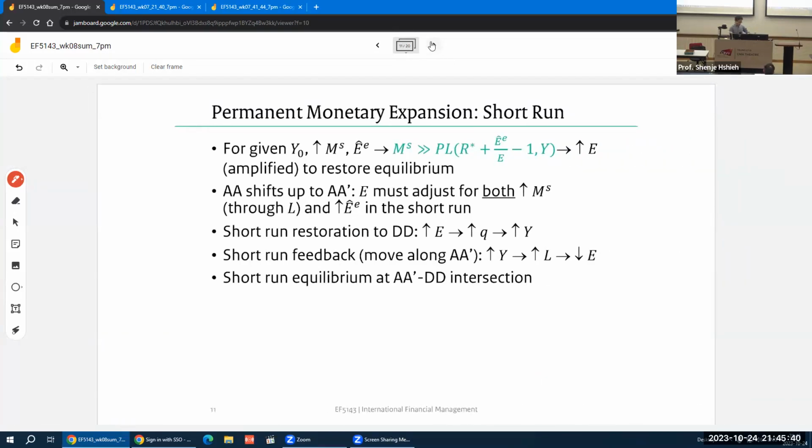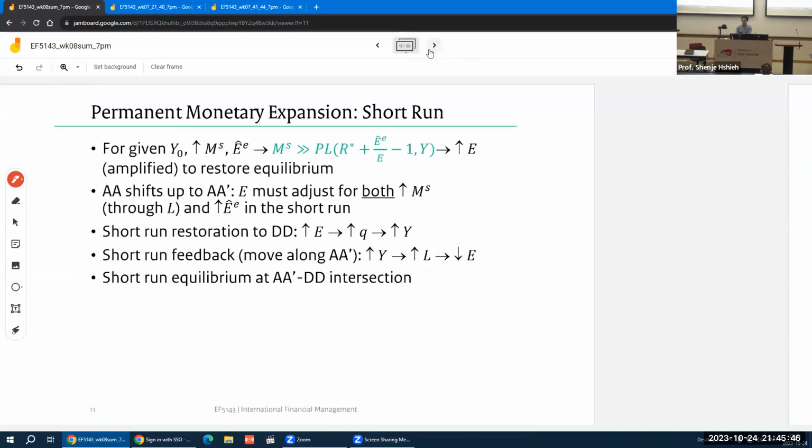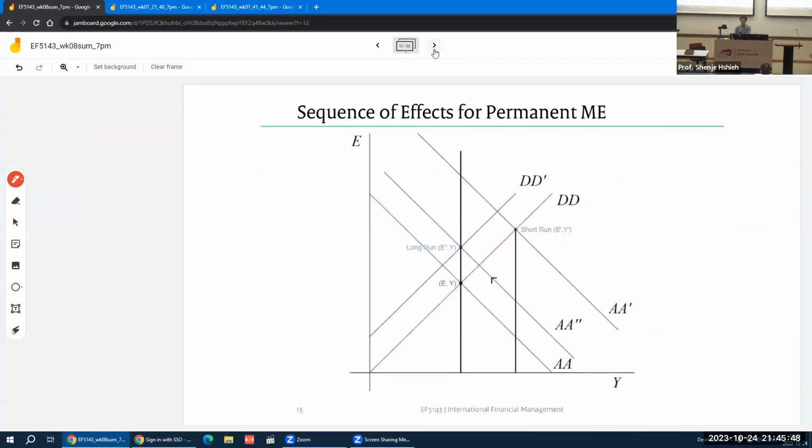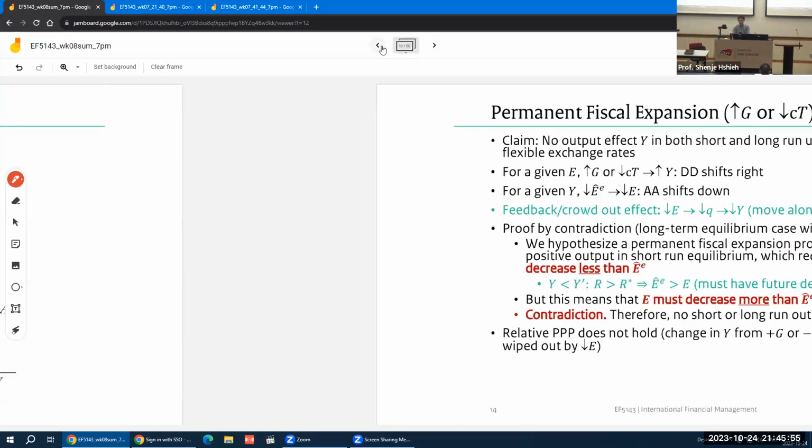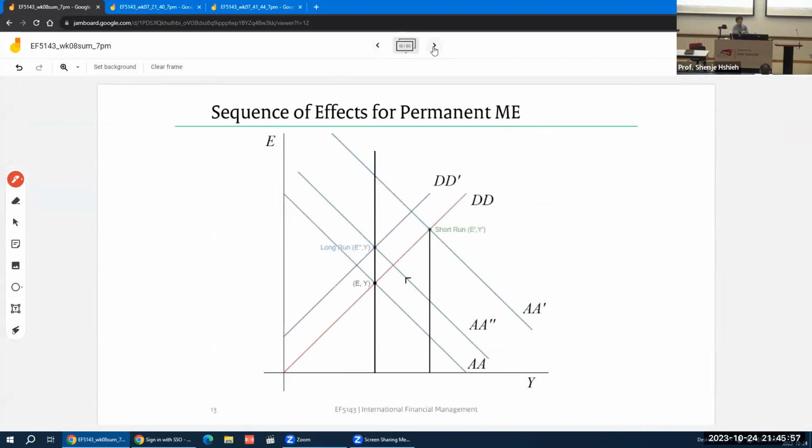All right, permanent fiscal monetary expansion. Just like the temporary case. So I'll show the graph. Did I even show the graph? Okay, yes, so here's the graph. I'll show you the graph, and then I will show you the permanent case. Yeah, show the graph. So I think it's fairly clear.